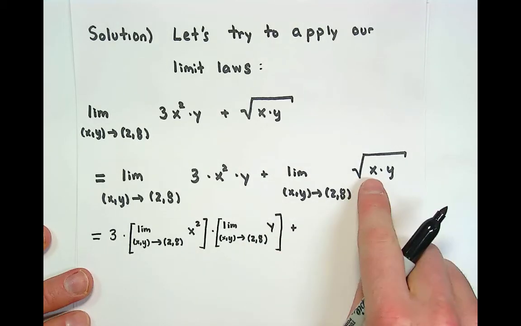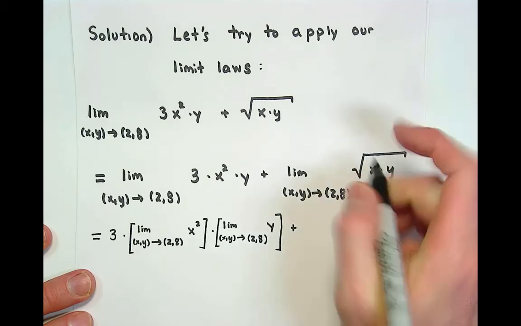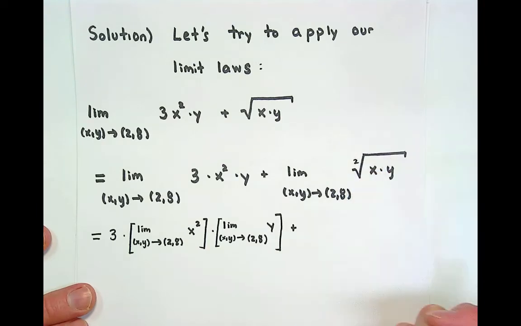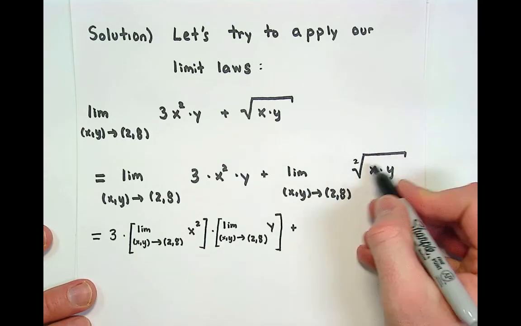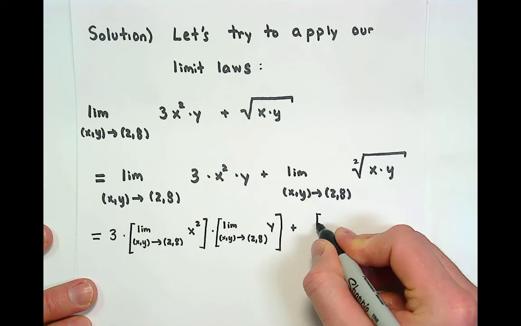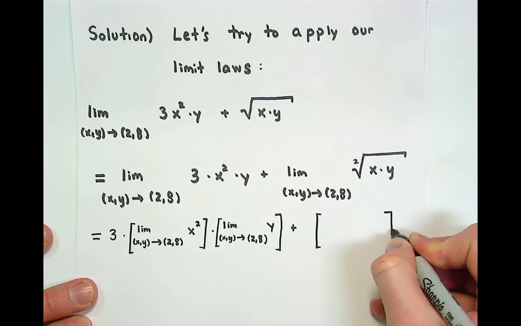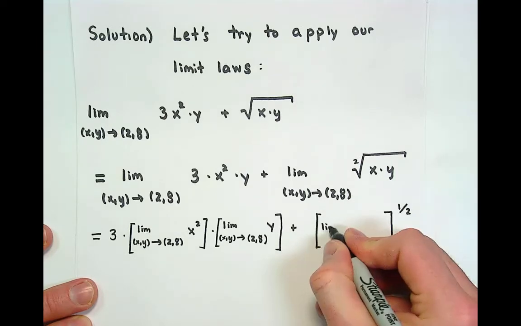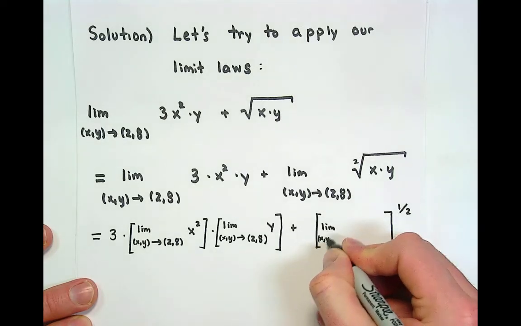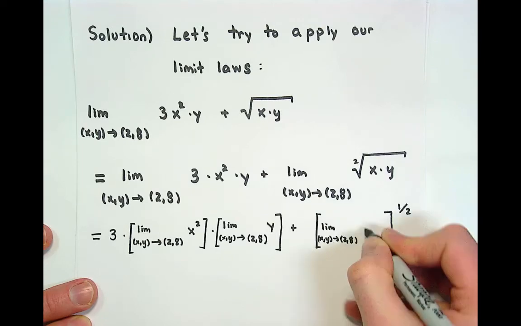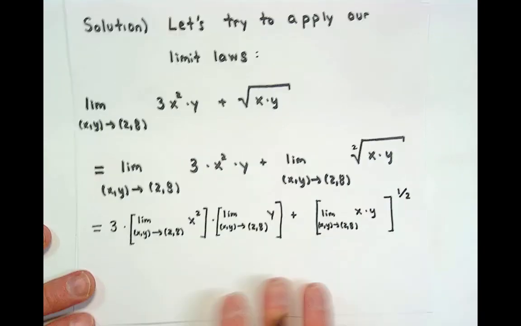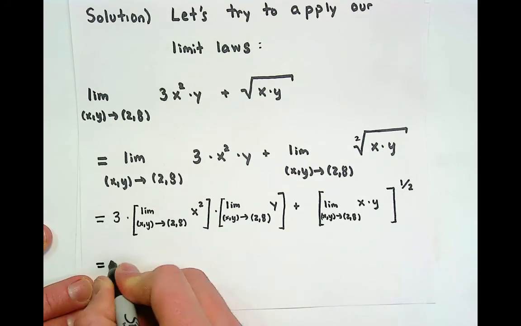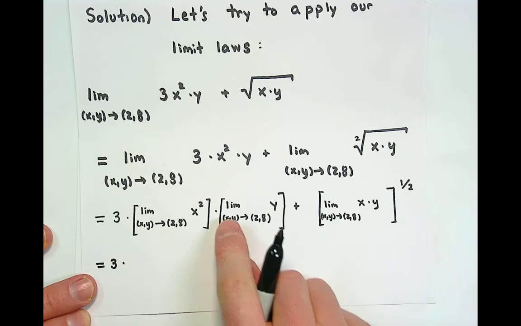And then here, remember that the square root of x times y is the same thing as saying x times y to the 1/2. And we saw in the last video by the general power rule that we could actually bring the limit inside the 1/2. So now this is the limit as (x, y) approaches (2, 8) of x times y. Things get a little crazy here. There's one thing that we can simplify immediately.